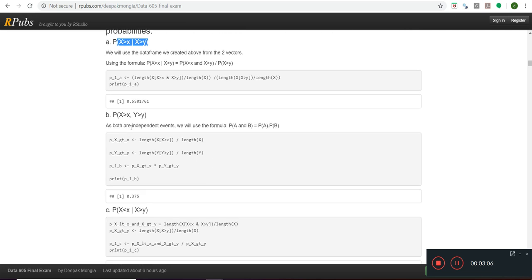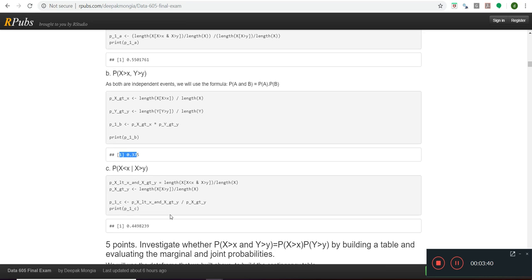Coming to point B, we have to find P(X > x, Y > y). So it's like an and. The comma denotes the and. So we use the formula P(A and B) equals P(A) into P(B), as both are independent events. So I've calculated the first probability here and then the second probability, and then I multiplied them to give me this whole probability. So it comes out to be 0.375.